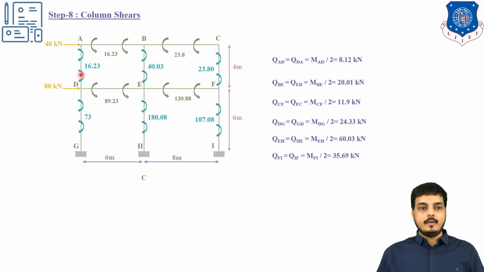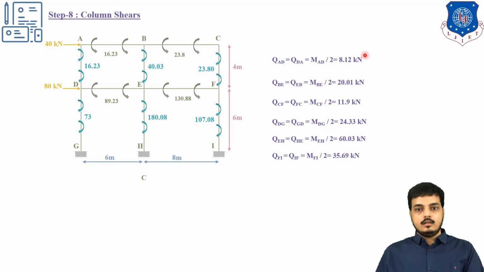So these are my column moments. Column moment divided by half of the distance, we can find out the shear. So let's see, QAD equals QDA equals MAD divided by 2. So what is my MAD? This is 16.23 divided by 2, it is coming out to be 8.12 kilonewton. 40.03 divided by 2, 20.01. 23.80 divided by 2, 11.9. Similarly, for all of these also we can find out column shear.